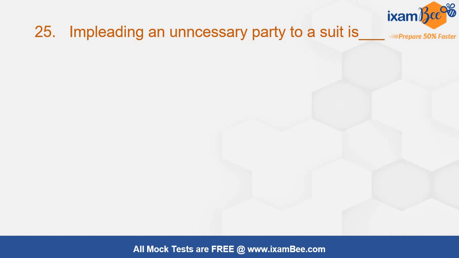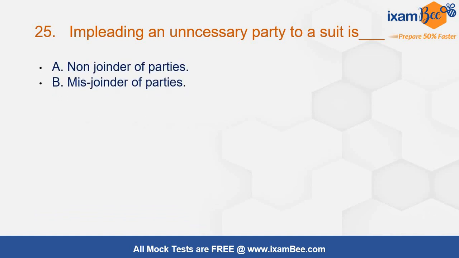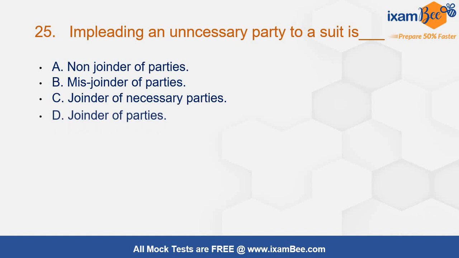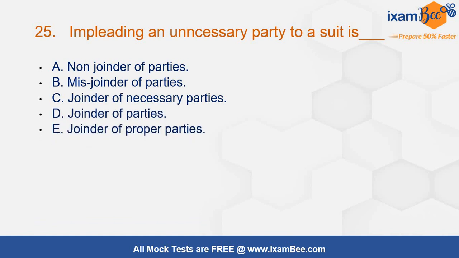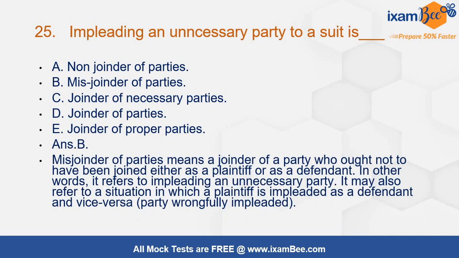Impleading an unnecessary party to a suit is non-joinder, misjoinder, joinder of necessary parties, joinder of parties, joinder of proper parties. Now, unnecessary party, this word itself suggests that the misjoinder of parties has taken place. Very easy question, but this concept is important, this chapter is important. Misjoinder of parties, non-joinder of parties, proper party, formal party, necessary party, all these concepts should be very clear from CPC.